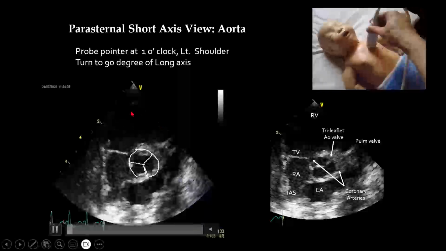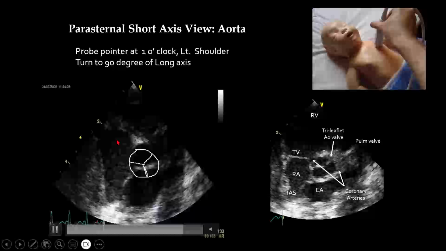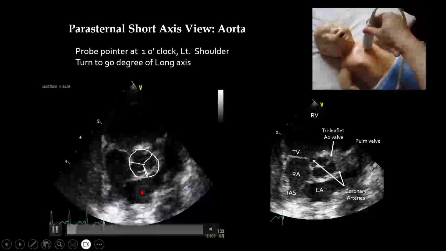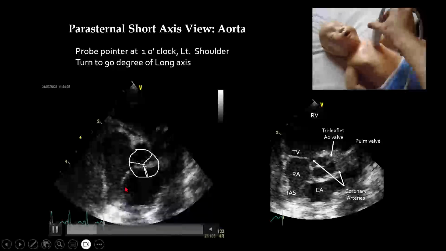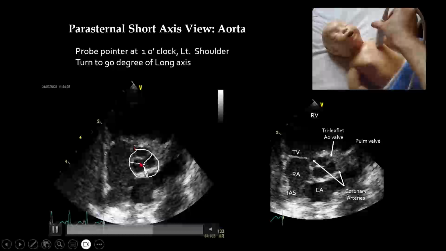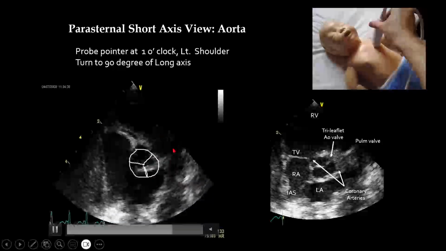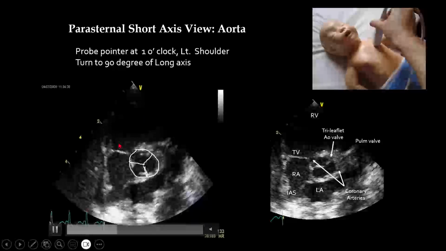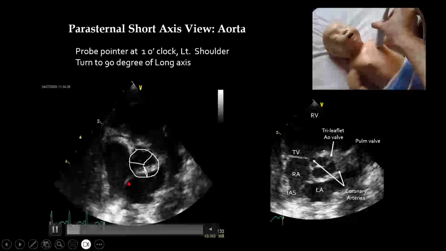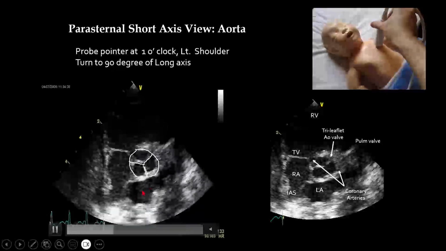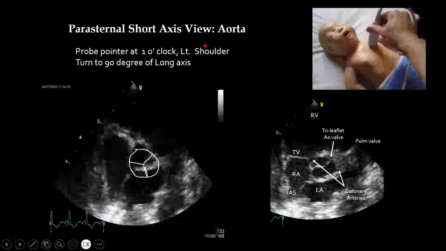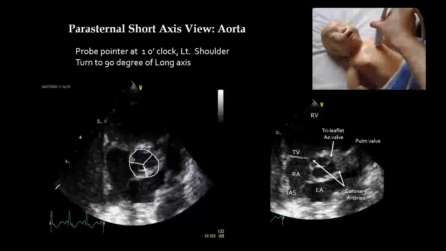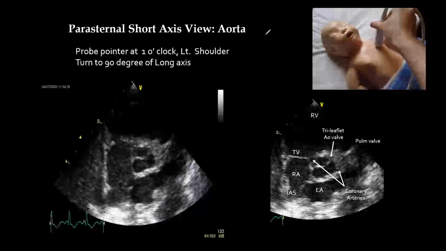It is arising from the RV, right ventricle, and this is your tricuspid valve. This is your RA, right atrium, and then at the base here is the LA, left atrium. This is the interatrial septum. So this is aorta in cross section with 3 cusps: pulmonary artery, pulmonary valve, RV, tricuspid valve, RA, interatrial septum, and this is left atrium. So this is your parasternal short axis first section. So that is your Mercedes-Benz sign view.